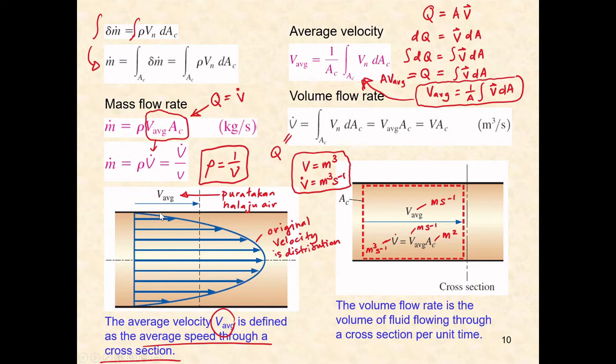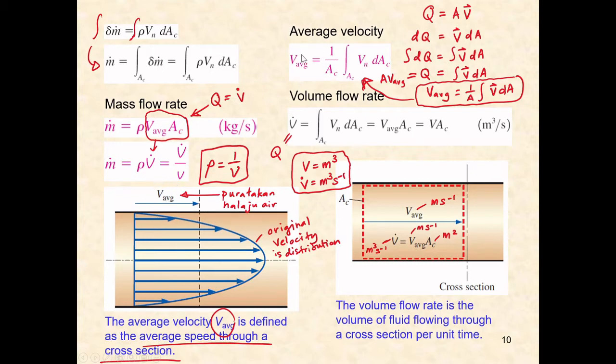And then if you try to take the average of all the velocities in the piping system, you will get V average, the average velocity. So the average velocity is the average of all these individual velocities in the pipe. V_avg is defined as the average speed through a cross section.